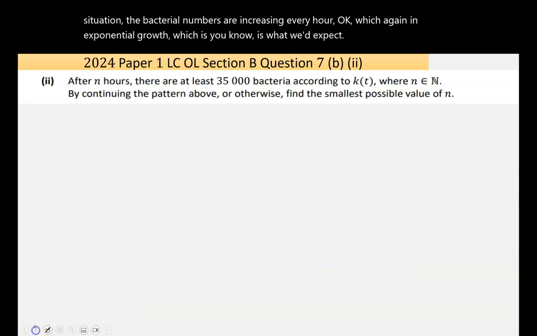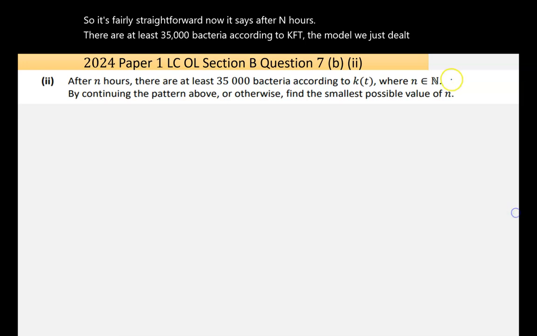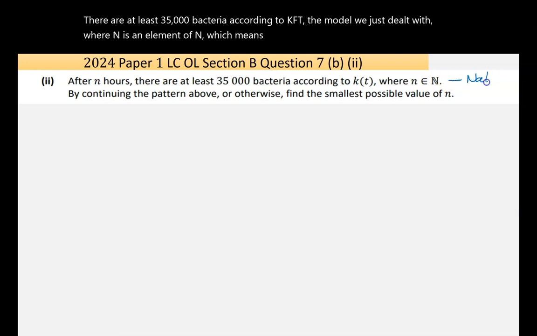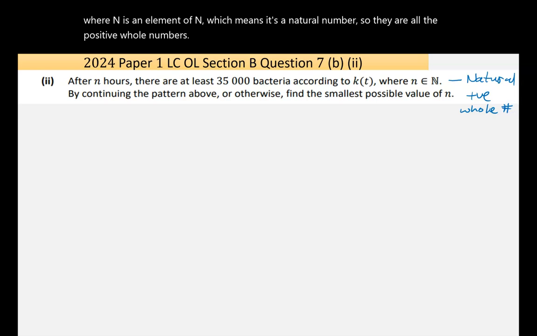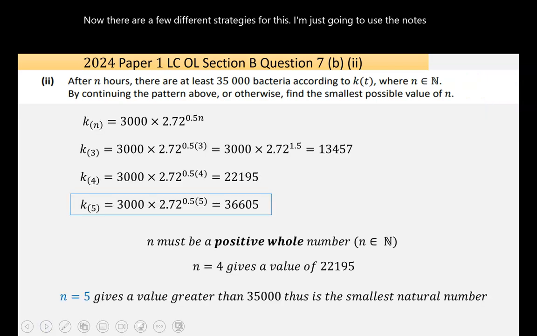So it's fairly straightforward. Now it says after n hours, there are at least 35,000 bacteria, according to K of t, the model we just dealt with, where n is an element of the natural numbers, which means they are all the positive whole numbers. Okay, 1, 2, 3, whatever. By continuing the pattern above or otherwise, find the smallest value of n. Now, there are a few different strategies for this. I'm just going to use the notes because they're already done out.